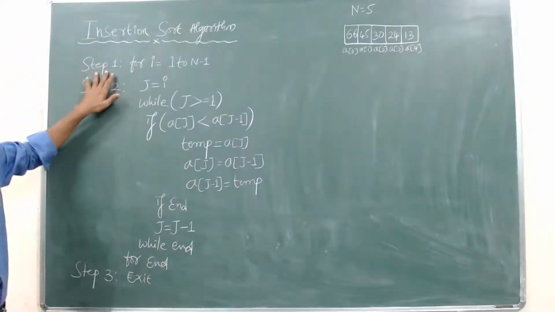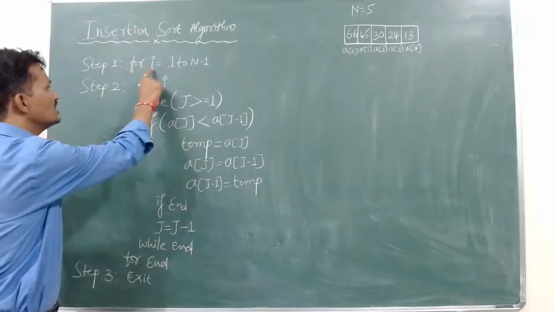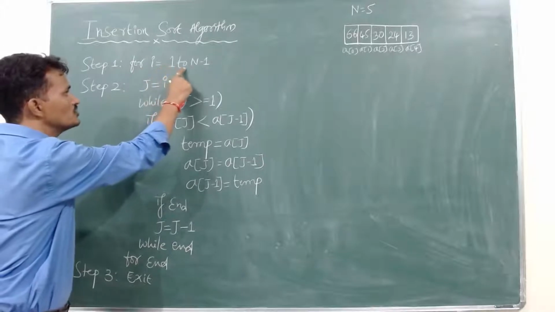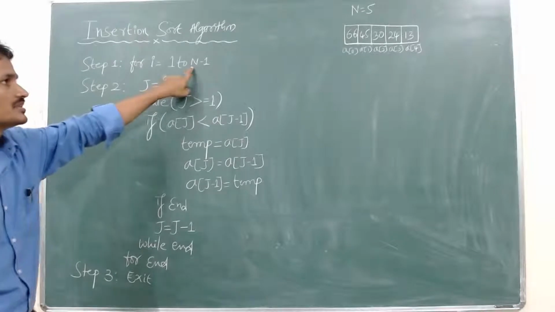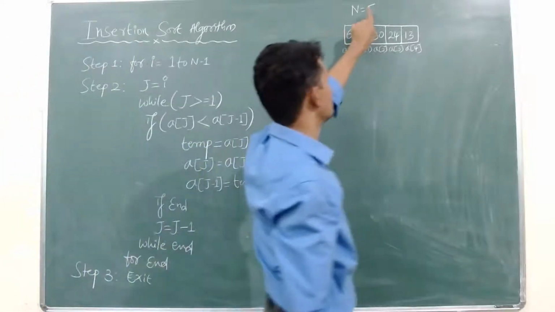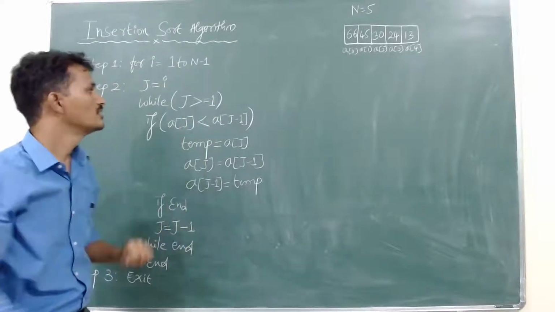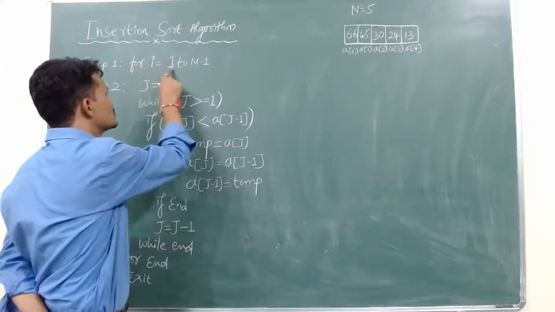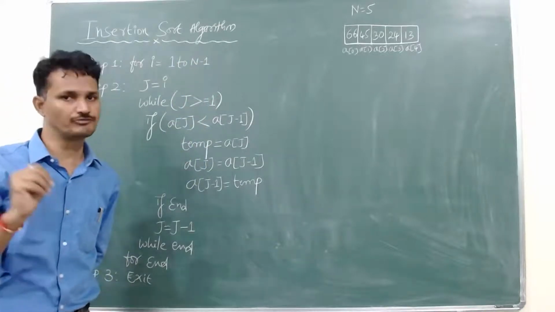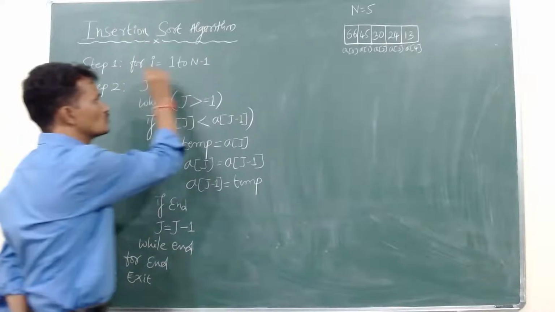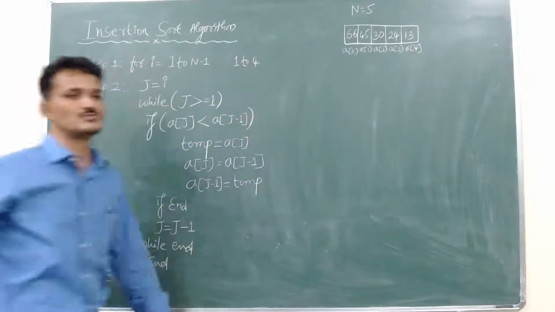Look at step 1. For I equals 1 to n minus 1. What is the value of n? N is 5. 5 minus 1 is 4. So, for I equals 1 to n minus 1, that means 1 to 4. So this loop will execute from 1 to 4.